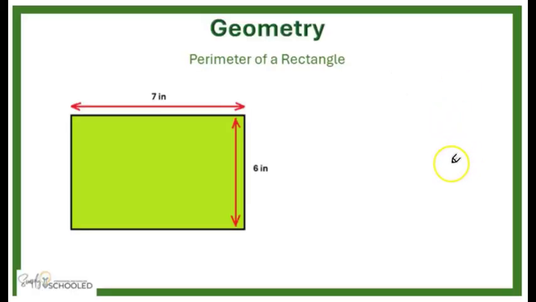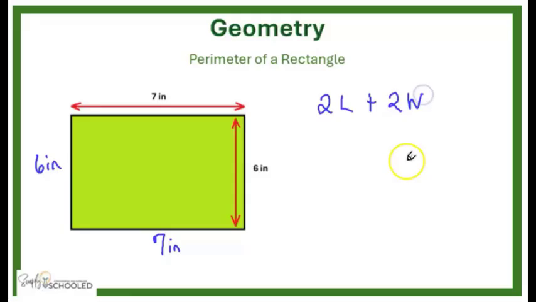Now let's look at a rectangle. The thing about a rectangle is the opposite sides are the same. So for example, this length is 7 inches, so we know this is 7 inches. Since the width is 6 inches, we know that this side is 6 inches. So in other words, the formula for finding the perimeter of a rectangle would be 2 times the length plus 2 times the width.